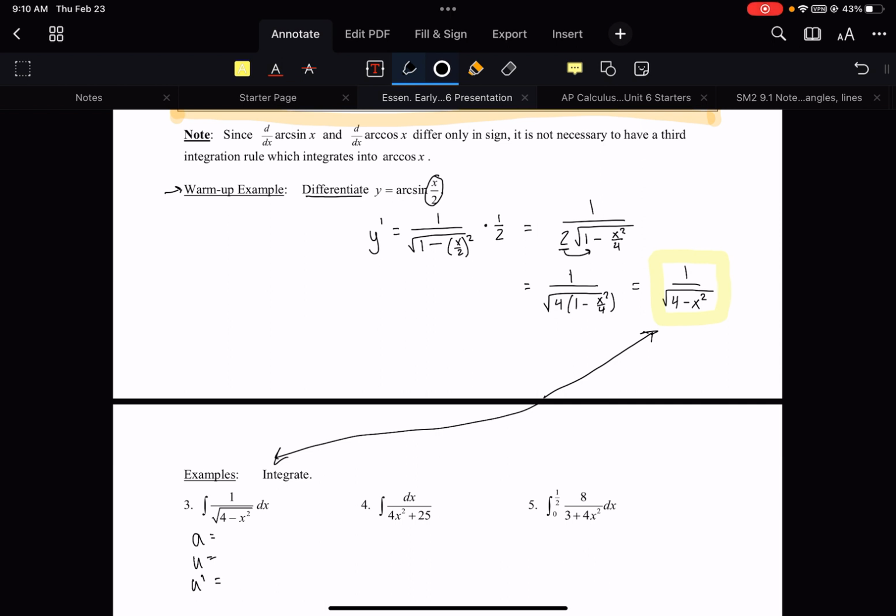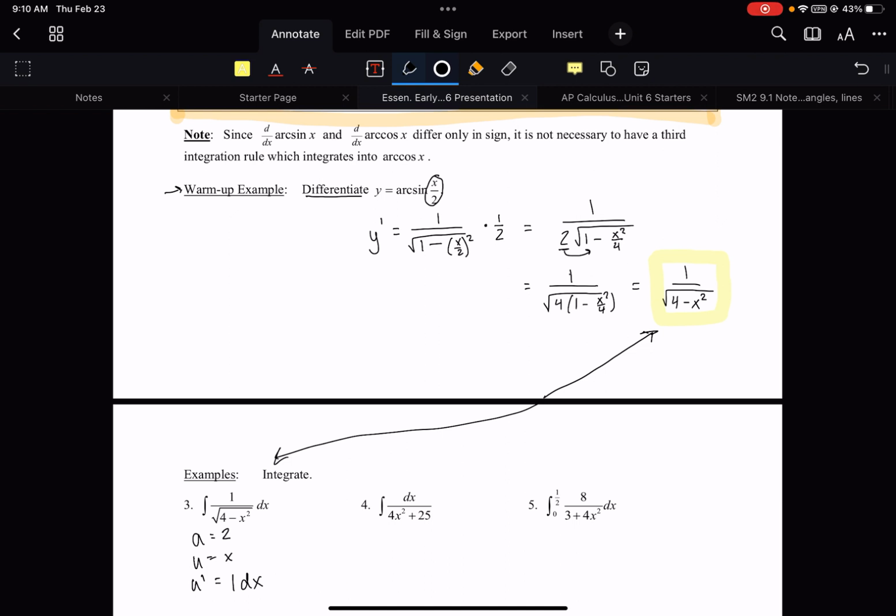So the a is the constant that's being squared. So in this case, our constant is 4, so our a would be 2. It's the square root of that. Our u is the function part that's being squared. So in this case, we're squaring an x. And then my u primed is just the derivative of u, which would be 1 dx.